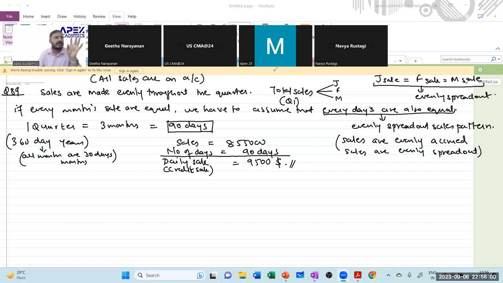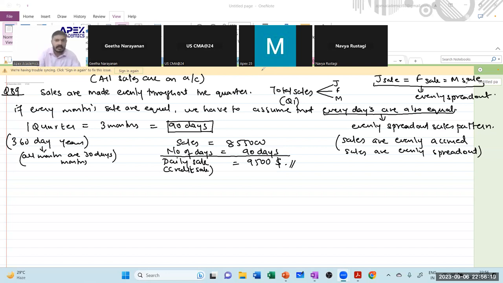Always assume 360, because it takes into consideration even sales. Because when you have an even month, you have even sales. The question of leap years doesn't arise. The question of 30, 31 and 28 day months doesn't arise. All the sales are equalized. Right? Clear? All right.